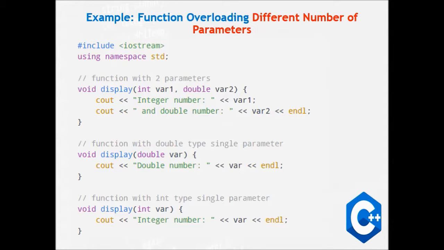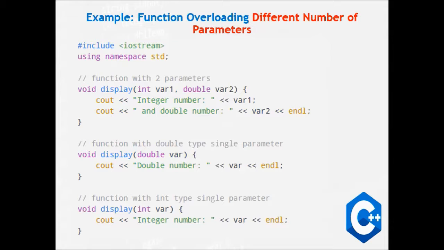Now function overloading with different numbers of parameters, in this example. First we declare a function with two parameters. We write void display(int var1, double var2). Here we have two parameters, one is int and the second is double. And in the body of this function we write cout integer number and cout double number. We want to display the var1 and var2 variables on the screen.